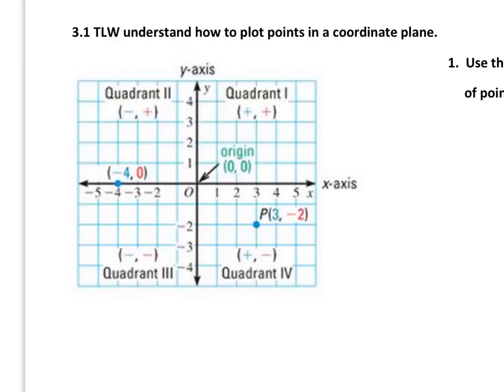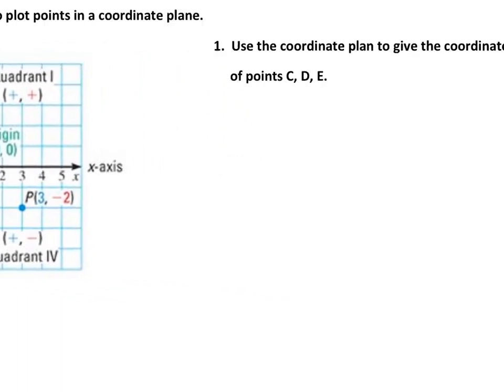Quadrant 3, x is negative, y is negative. Then we go to quadrant 4, x is positive, y is negative. This is something we need to be able to mentally know. So let's take a look at some examples here.